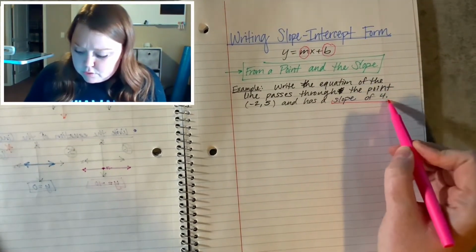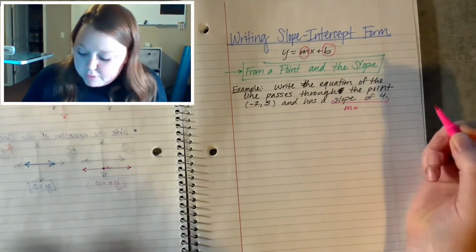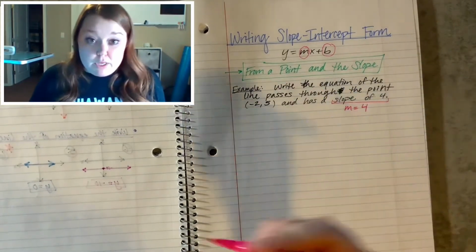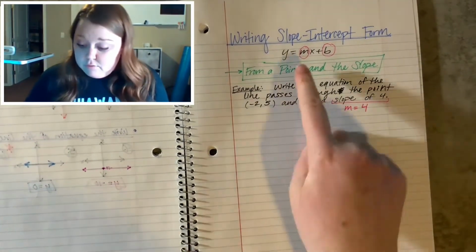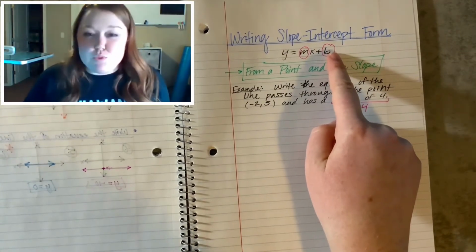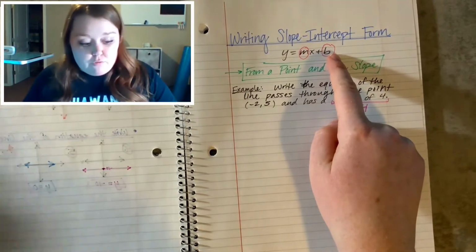Oh my gosh, slope is already done for us. We already know the m value. What's your m? M is 4. So that's taken care of. So we know m. The only thing we don't know, guys, is we don't know b, okay? So we're going to have to solve for b.